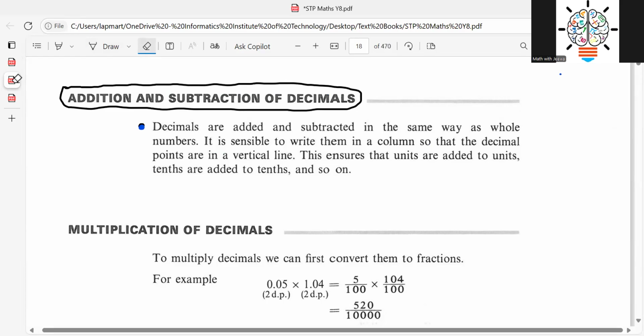Then it is sensible to write them in a column so that the decimal points are in a vertical line. So that is the next point. When you're writing points or statements like this, children, always write the first statement, keep one line, and then start the next one. This ensures that units are added to units, tenths are added to tenths, and so on.